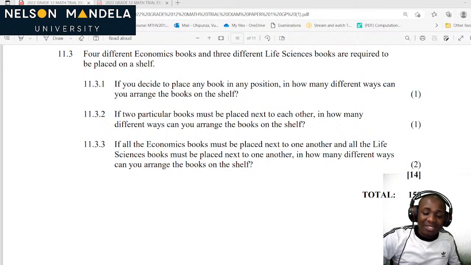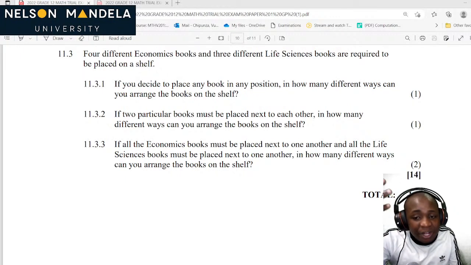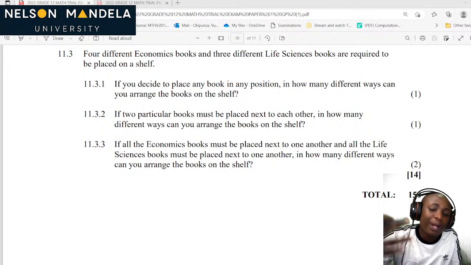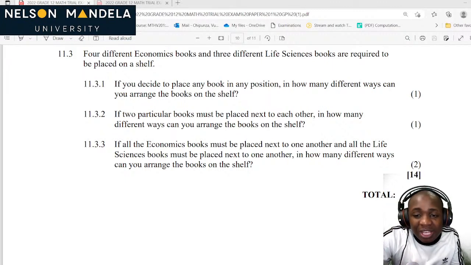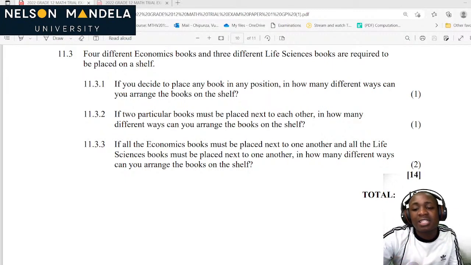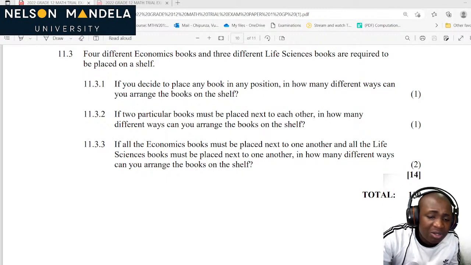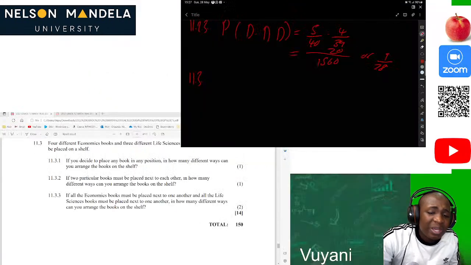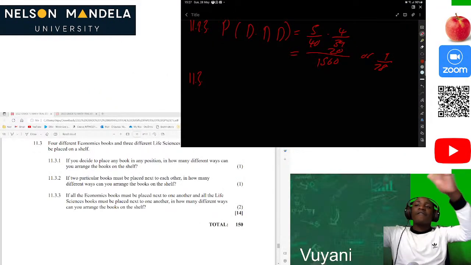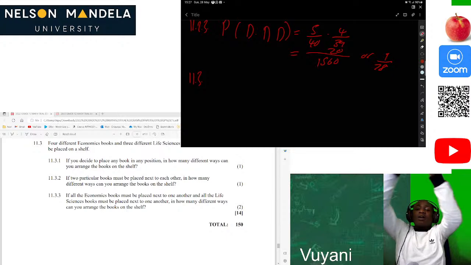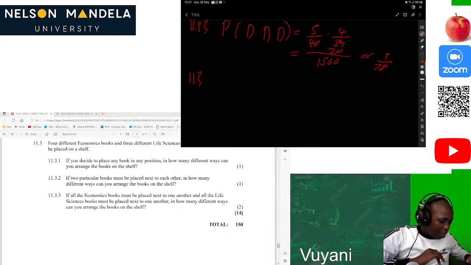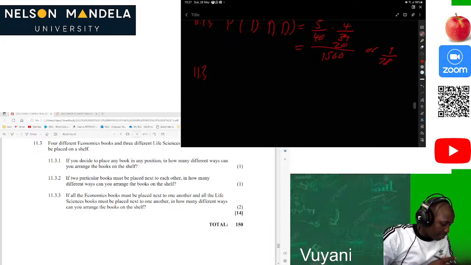So how many different ways, or how many different combinations, can you arrange these books on the shelf? We understand there are 7 as the total sample space. So how many sets can we arrange? 1, 2, 3, 4, 5, 6, 7, then the number 7 can now be at number 1. So they can be played around with. So what is the number of arrangements? This is going to be 7 factorial.